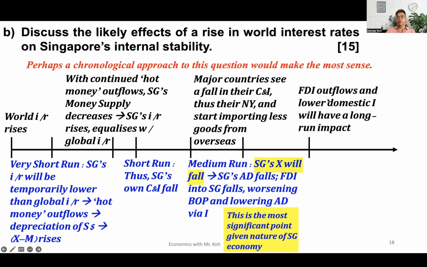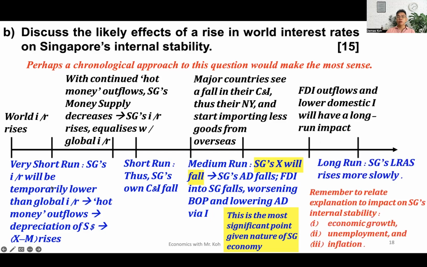Right, so the continued FDI outflows and lower domestic I will have a long-run impact. So Singapore's long-run aggregate supply would rise more slowly. And of course, remember to answer the question and relate your explanation to the impact on Singapore's internal stability, including economic growth that splits into actual and potential dimensions of growth, unemployment, as well as inflation.